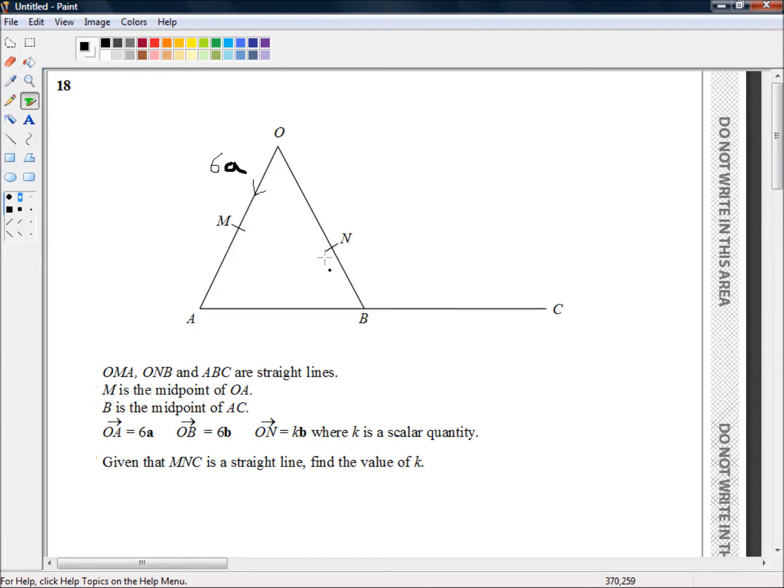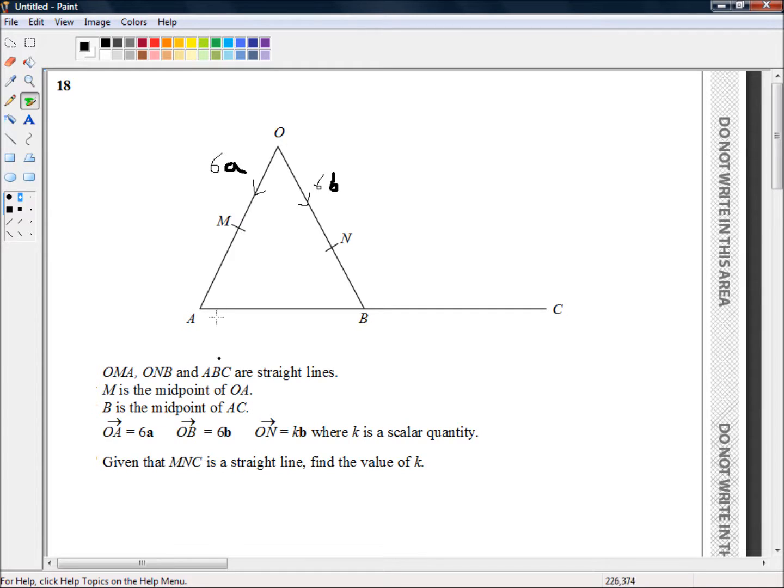So OB is equal to 6 times vector B, so we can draw that on our diagram so we keep track of everything. So this is 6B. And ON is equal to KB, so between O and N, that's KB. I'm not going to write that on because that'll get confusing. Where K is a scalar quantity, fair enough. Given that MNC is a straight line, find the value of K.